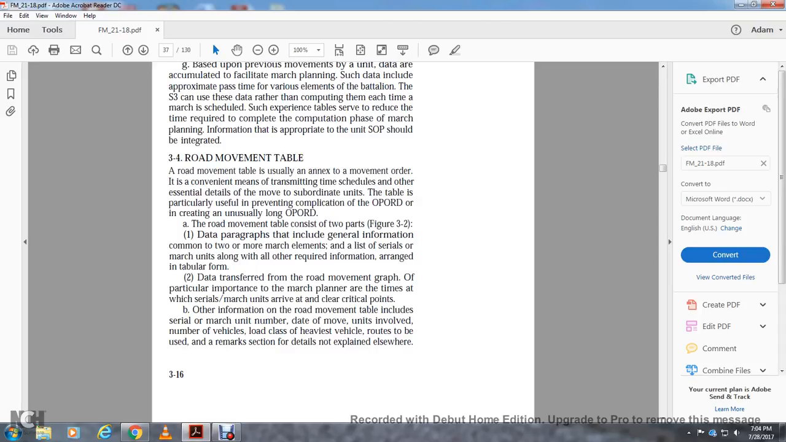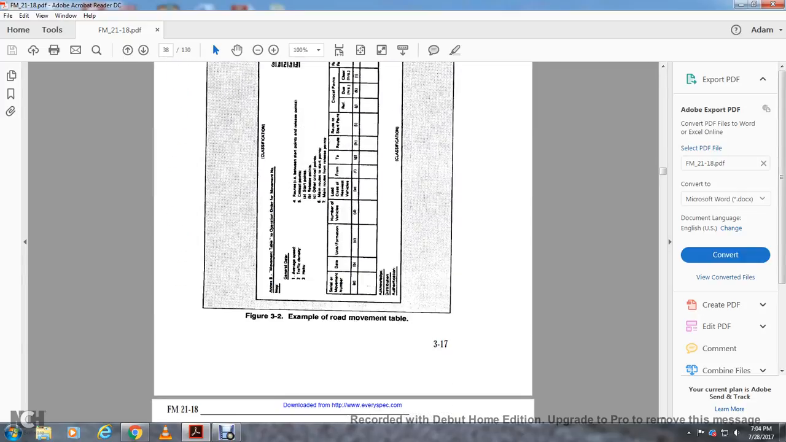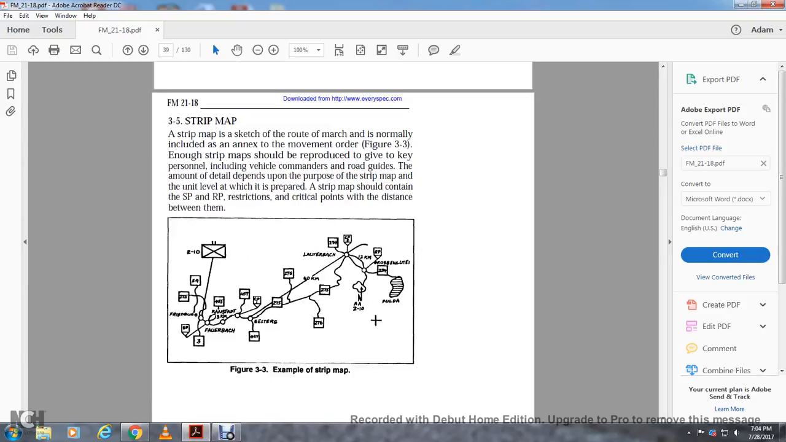Other information from the road movement table includes the serial number of the march unit, the data of the units involved, the marching vehicles, the load class of the highest vehicle, the route, and the remarks section for details not explained elsewhere. Here is an example of the road movement table.